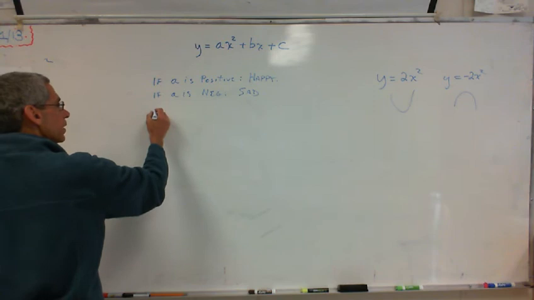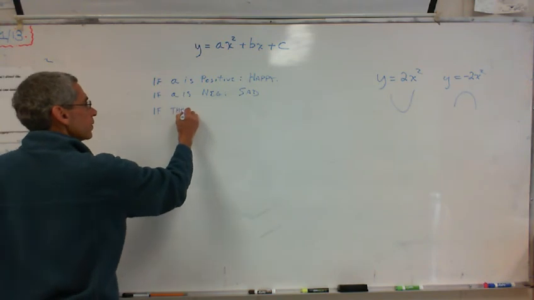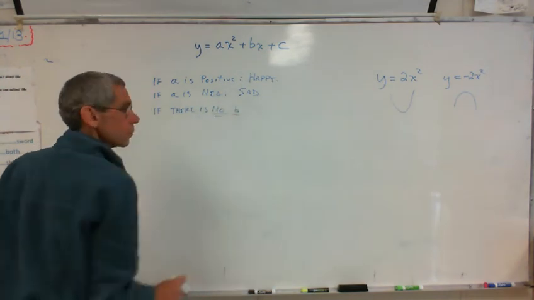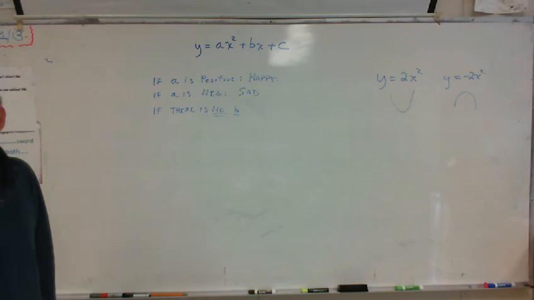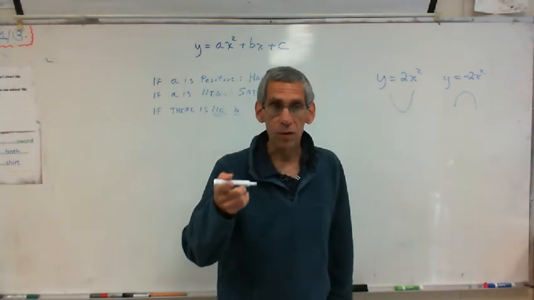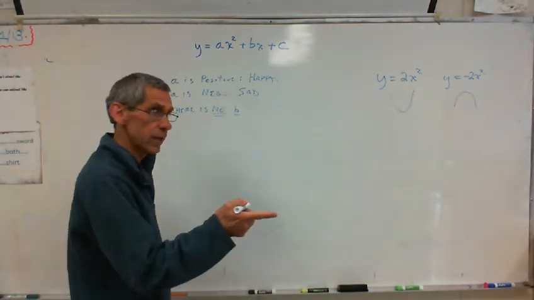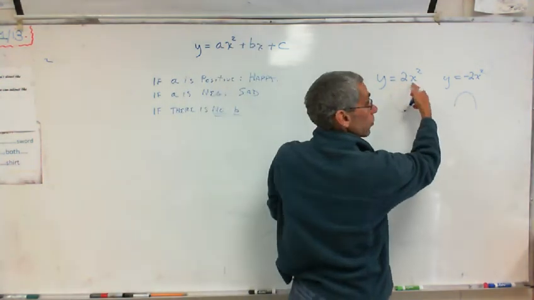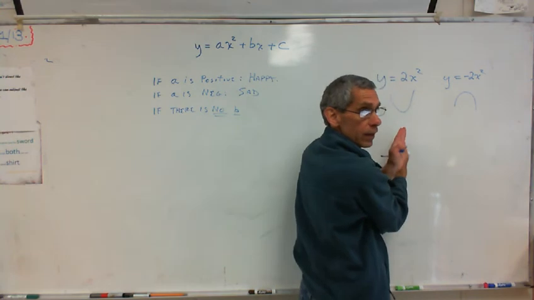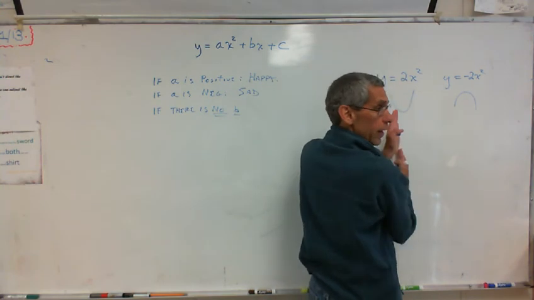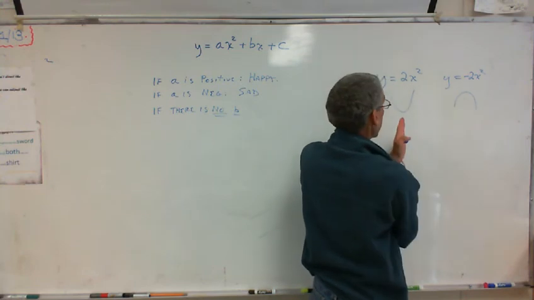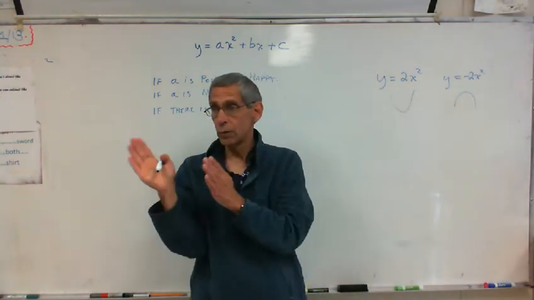What if there is no b? Then it's on the y-axis. That's the vertex. The vertex is on the y-axis. Do you guys know that? If there is no b, and it's just y equals 2x squared plus 0, it's on the y-axis, right? Or if it's plus 1, it's still on the y-axis. If it's plus a million, it's on the y-axis. If it's minus a million, it's on the y-axis, because there's no b. b is what moves it left and right.